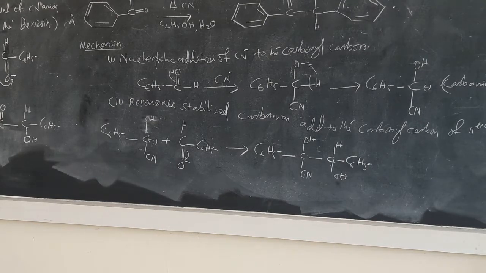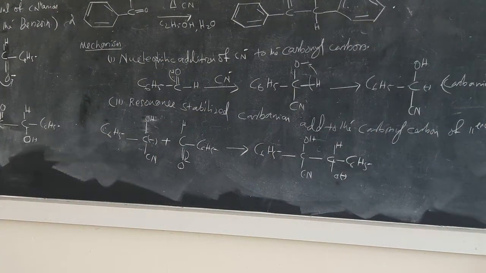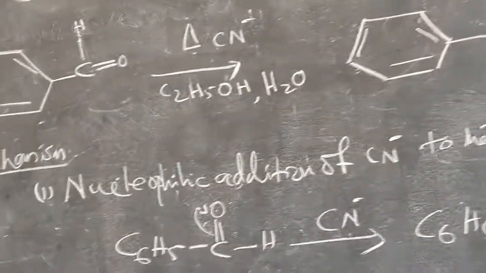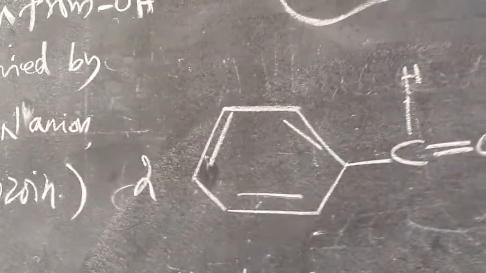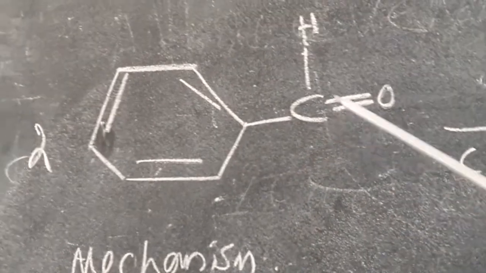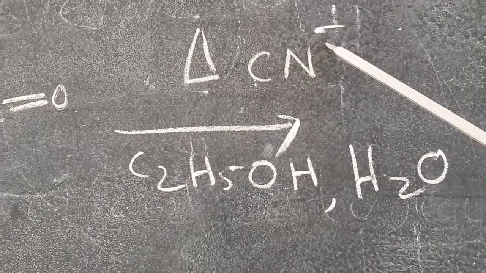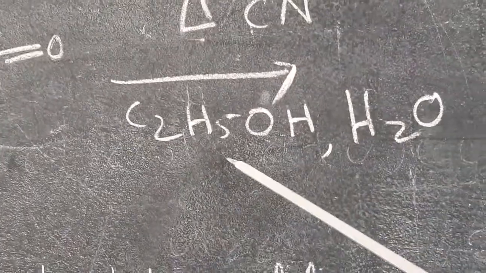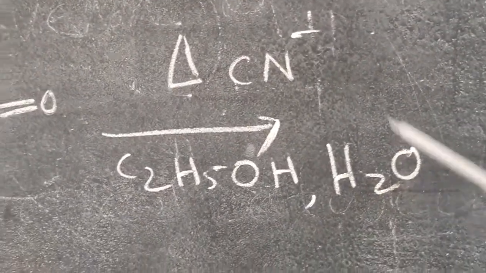So students, I want to show you this reaction nearer to the blackboard so that you can see the reaction very closely. So I will just take a minute. So what is the reaction? 2 molecules of benzaldehyde in presence of HCN, temperature, in presence of ethyl alcohol, in presence of water. These are the conditions. And you are getting benzoin.